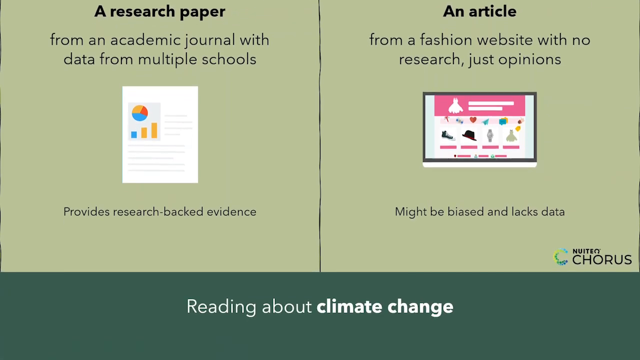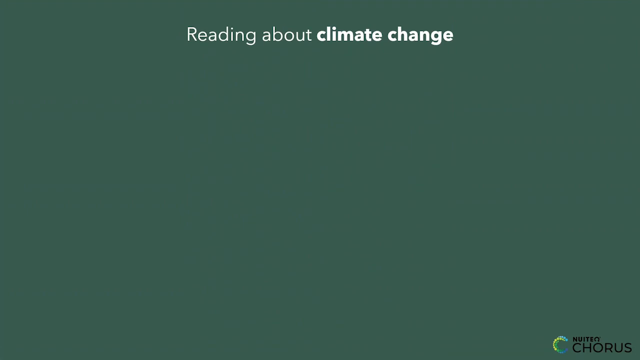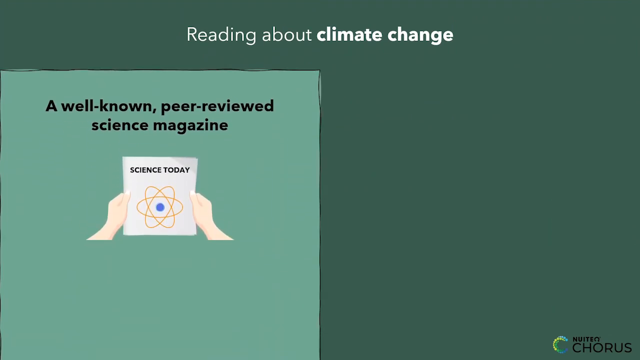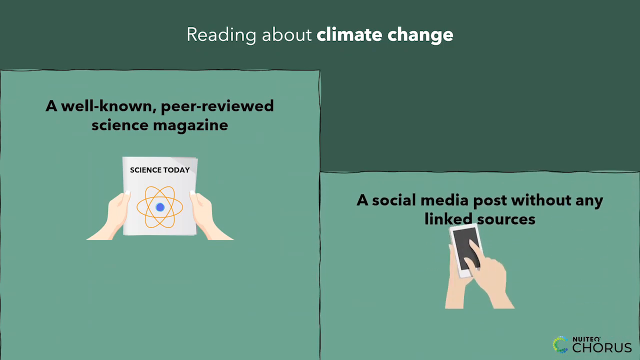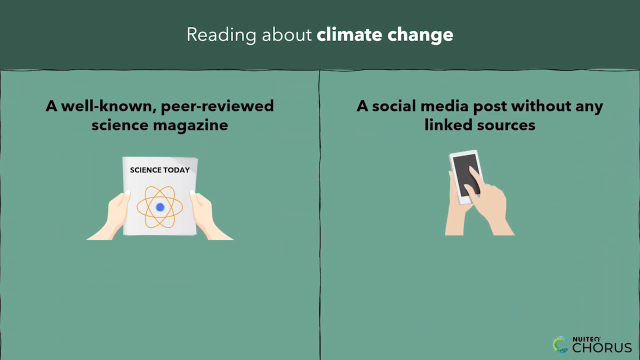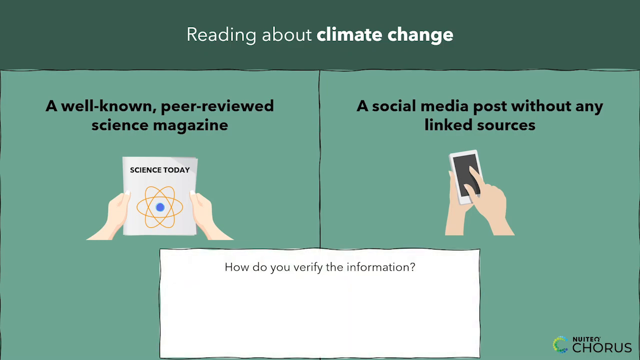Now, let's apply these skills in a real-world setting. You read two news articles on climate change, one from a well-known, peer-reviewed science magazine, and one from a social media post. Without any linked sources, how do you verify the information?